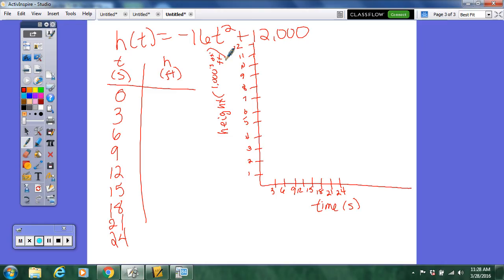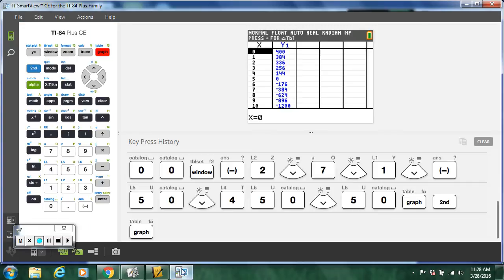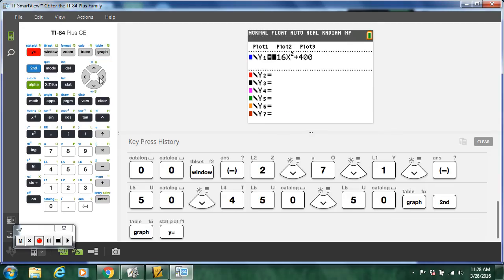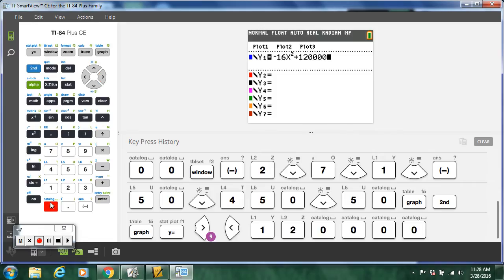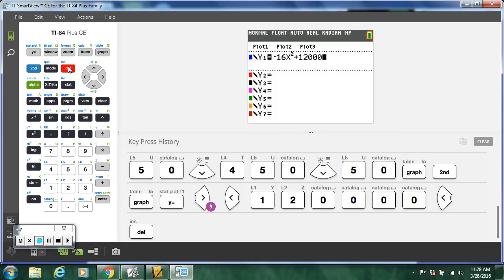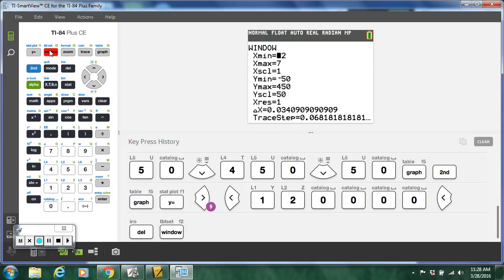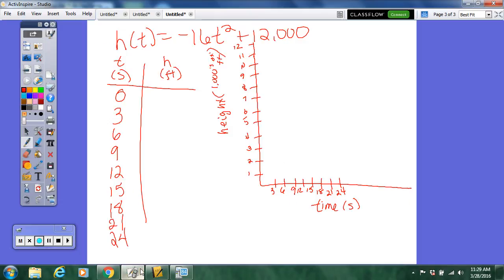So when you go to your chart, you type in negative 16x squared plus 12,000. Whoops. We got to change that window first, because we're still back on that window where we only see the 400. So our x minimum, is it okay to leave it at negative 2? We want to see a little bit past 0, so that one's okay. But what's our x maximum this time? Our largest one is 24. But we want to go past that a little bit, so what do we want it to be? 27, okay, that sounds good.